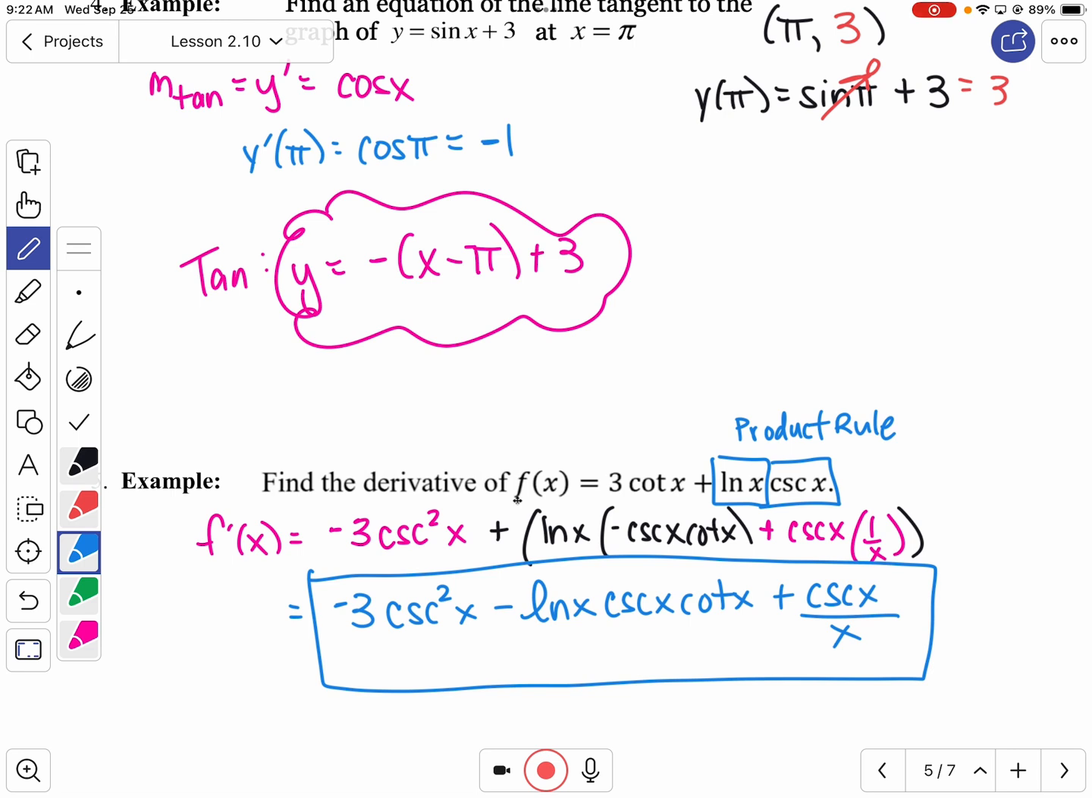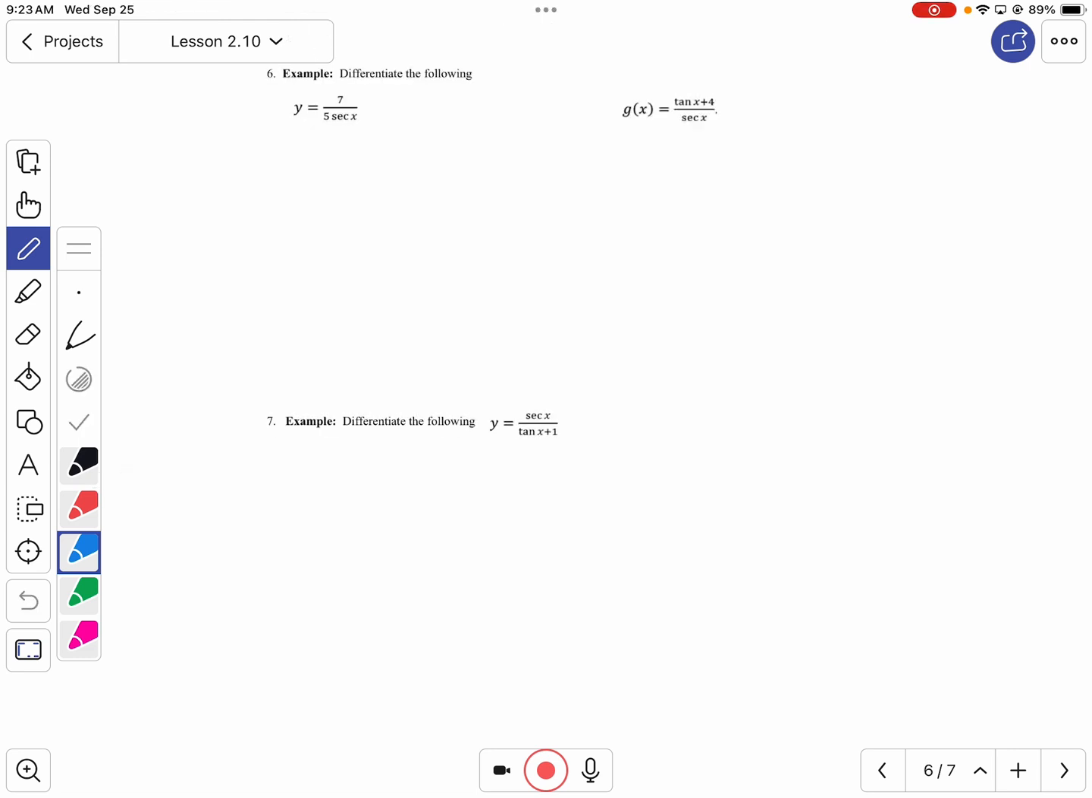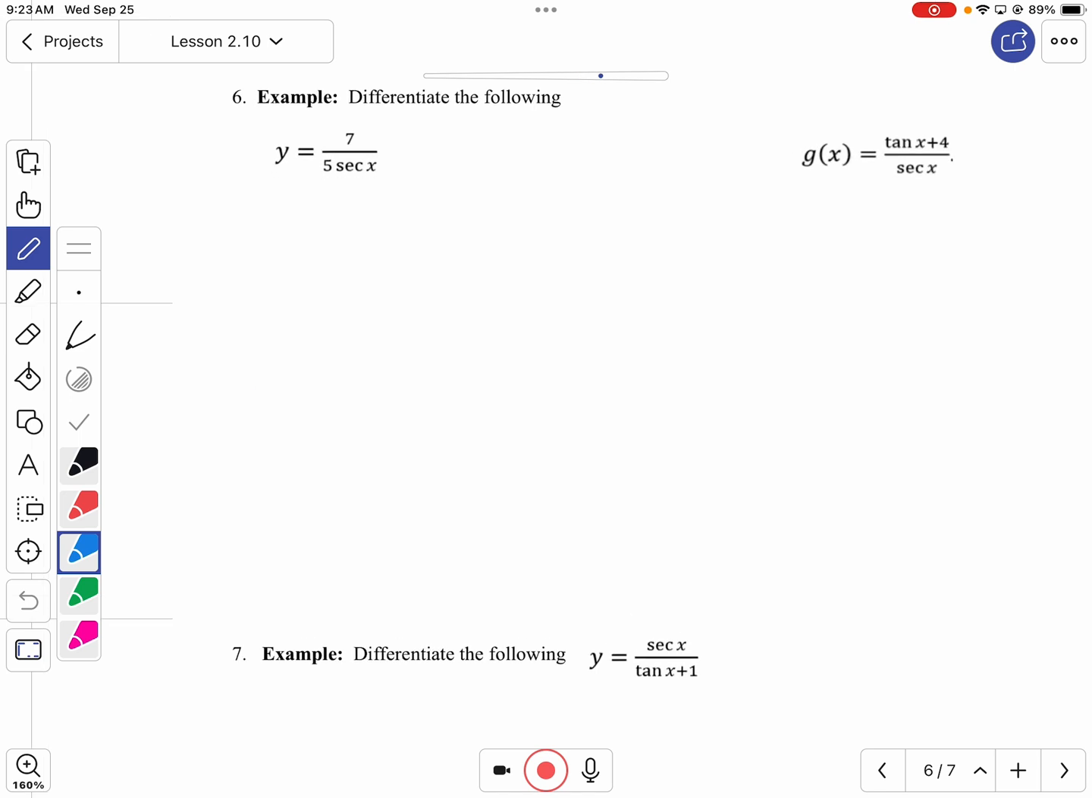All right, let's do a couple more, just to show you different degrees of difficulty. Let's look at this one. Ooh.